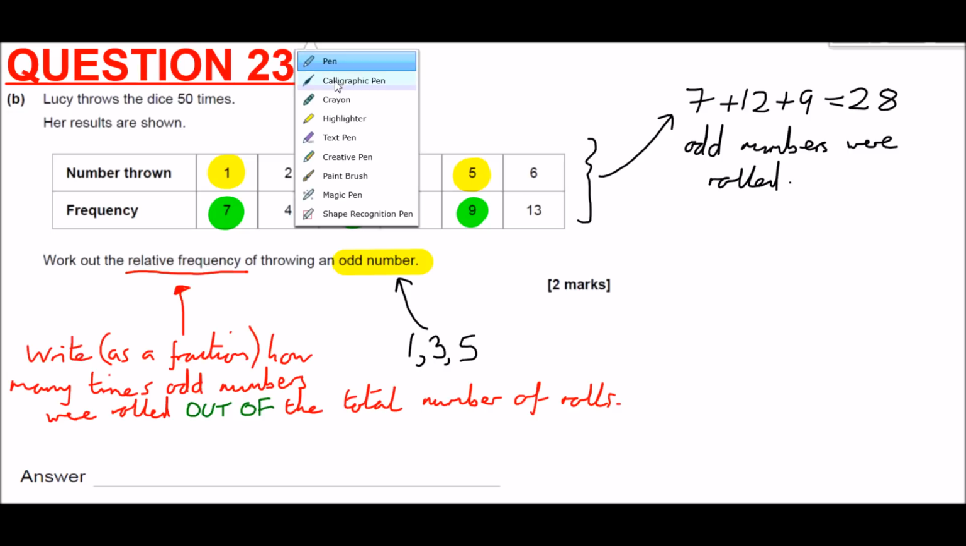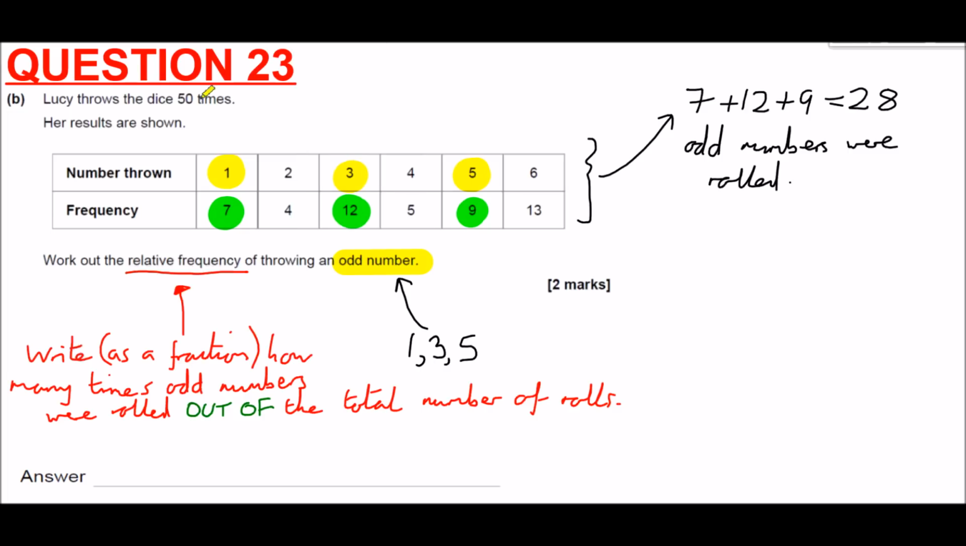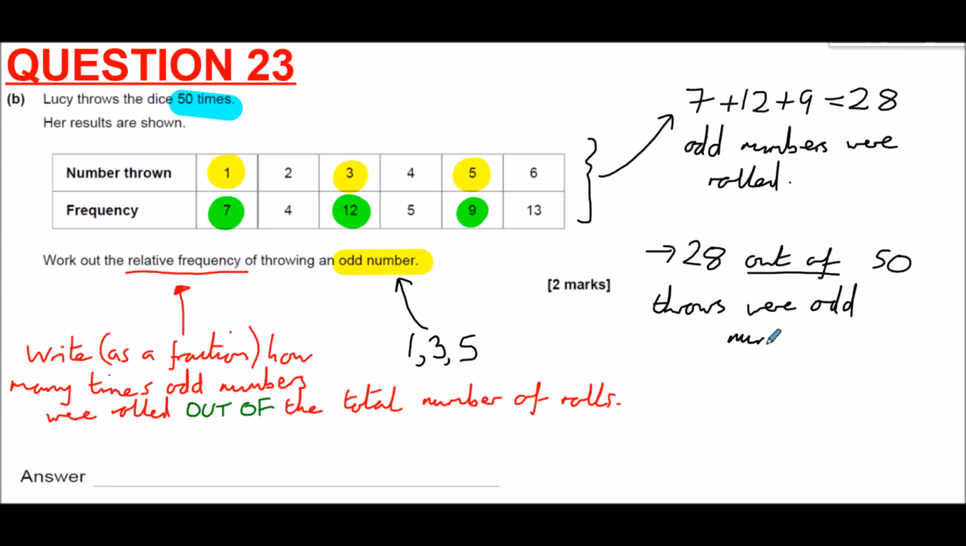How many times does she throw the dice now? It says it was thrown 28 times. So what we can say there is 28 out of 50 throws were odd numbers. She threw it 50 times, 28 of which gave her an odd number.